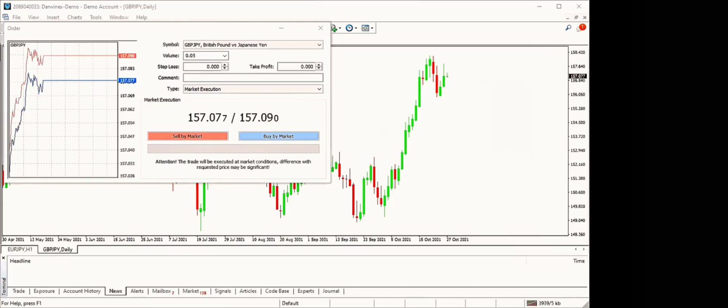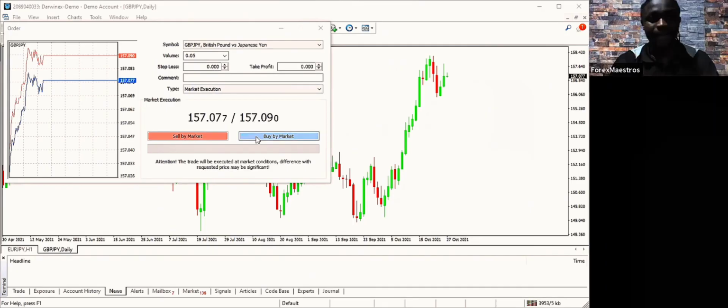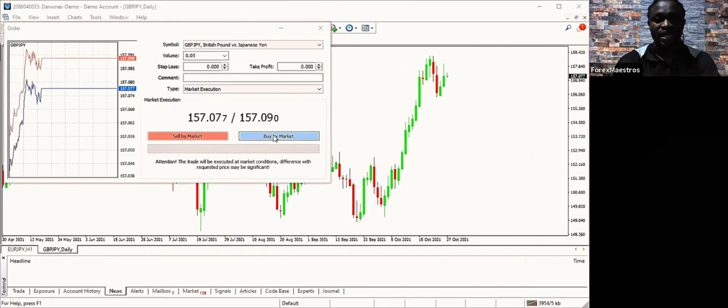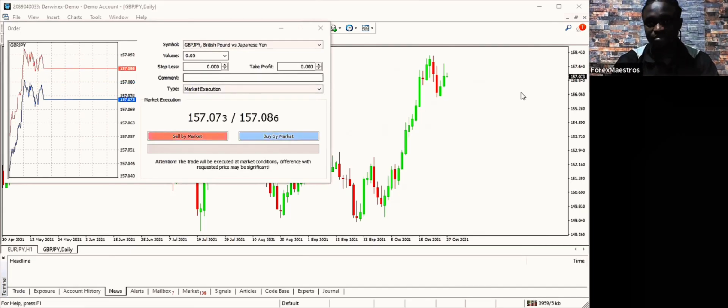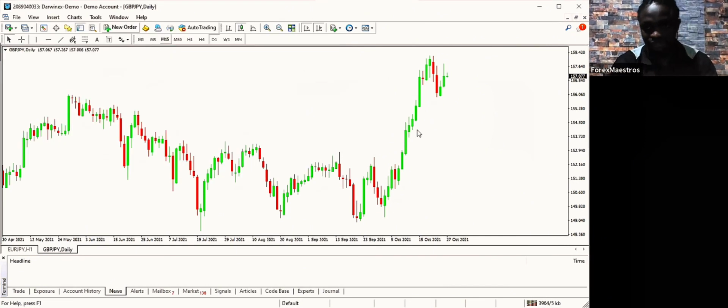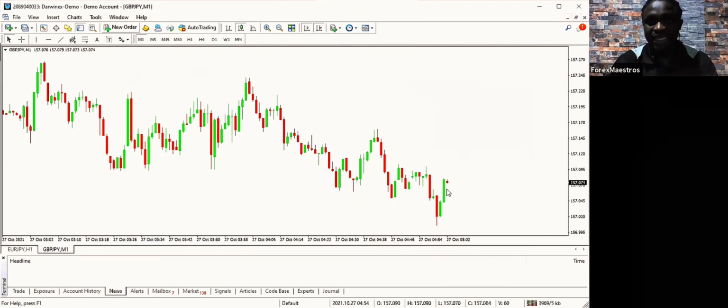So once you have done all that, you can then click on buy, or you can click on sell. If you're buying the market, you click on buy. If you want to sell the market, you click on sell. All right, so let's do an example. This is practical. Let's go to minute one, and use minute one when the market is moving. So I want to enter this market now.